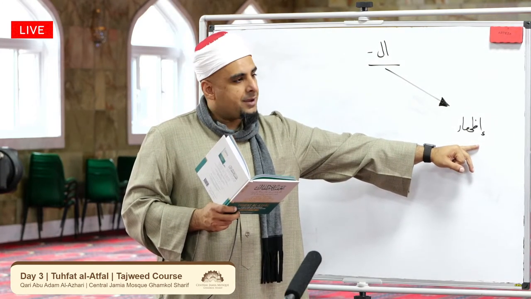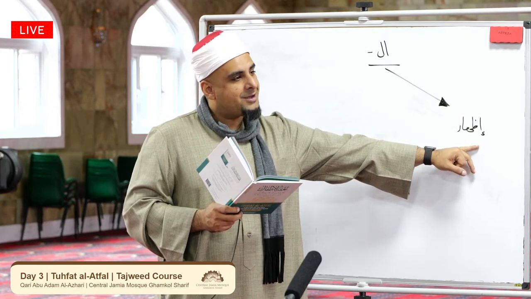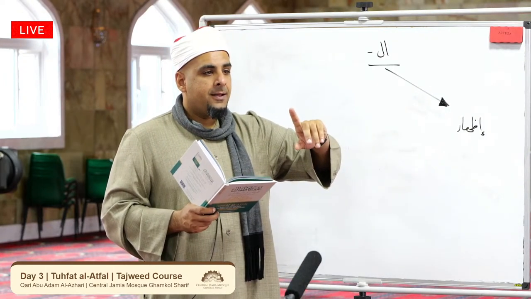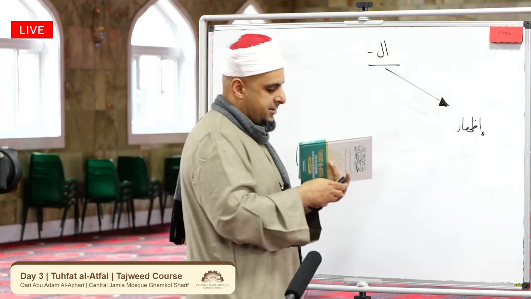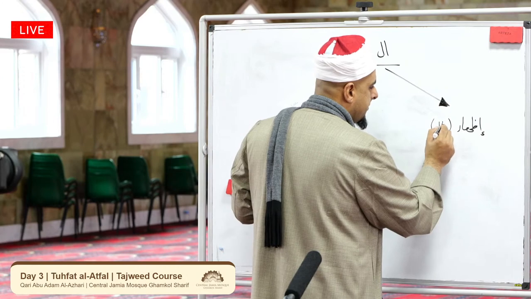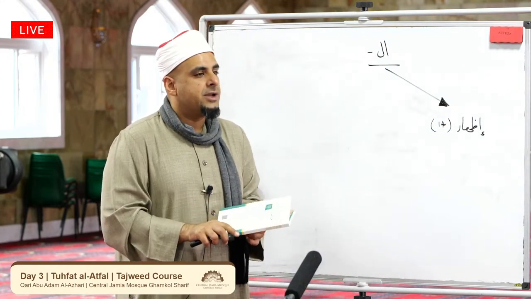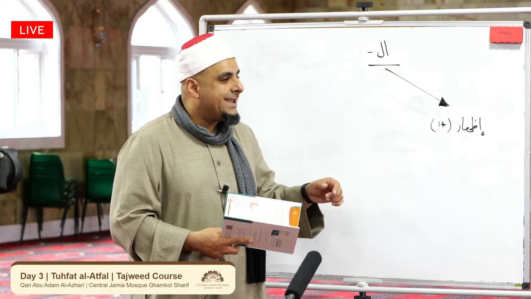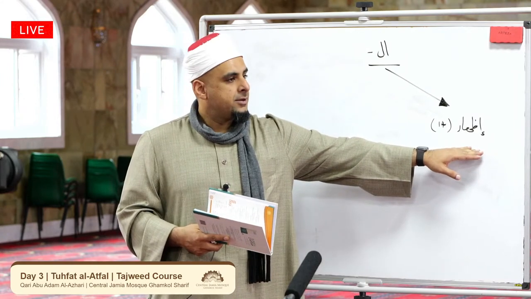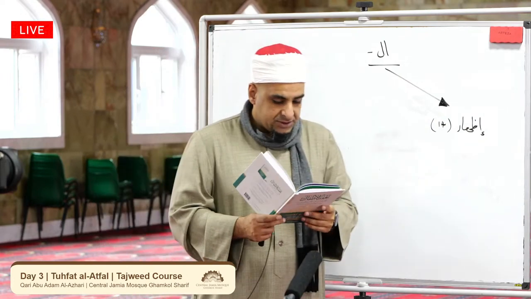قَبْلَ أَرْبَعٍ, when it comes before four, ma'asharatin, and 10. What's 4 and 10? 14 letters. So how many letters are there in total in the Arabic alphabet? 28. So half of them we're going to be doing izhar, depending on which letters they are. What are these letters? They mention here.